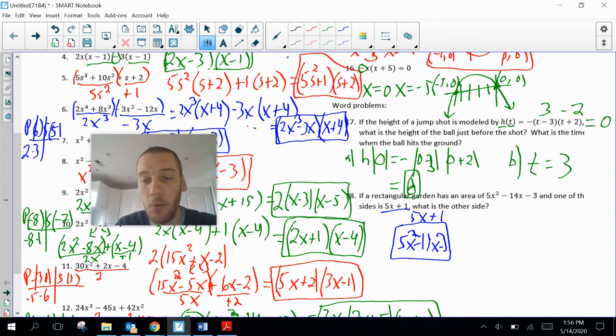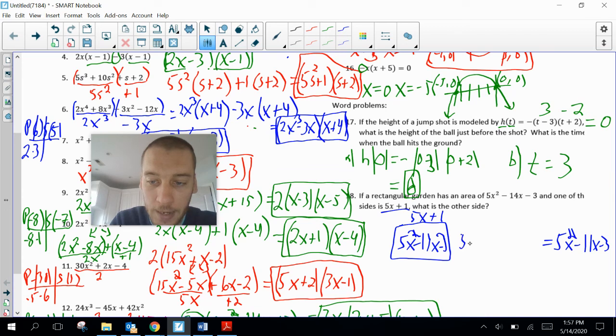I'm just trying to figure out, what am I going to multiply by this to get this? So what we can do is we can just factor this. That'd be the easiest thing. Or you could kind of guess and check and say, what could I multiply this by to get this down here? Well, I know that it needs to equal 5x squared minus 14x minus 3. And that's going to be one side times the other side.